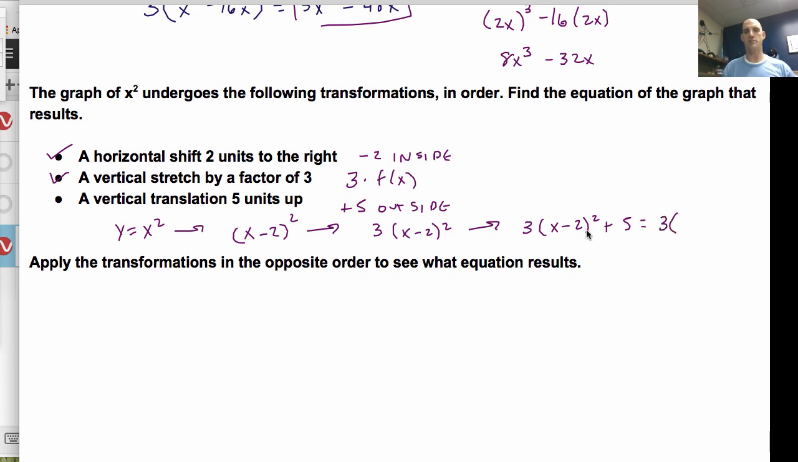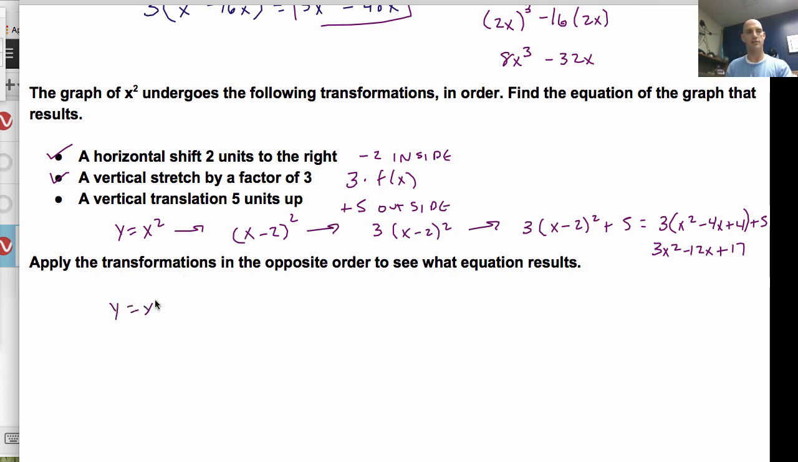So it's 3 times, and then x minus 2 squared would be x squared minus 4x plus 4, and then plus 5. So I've got 3x squared minus 12x. Plus 12 plus 5 will be plus 17. Okay? I'm doing that to show you that when you expand it, it's going to be different. Let's do them in the reverse order.